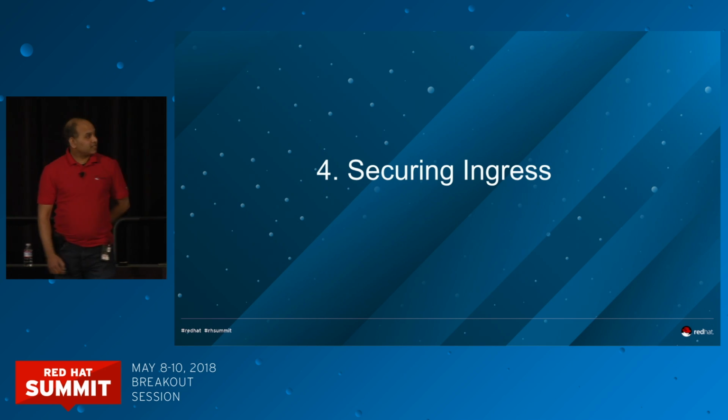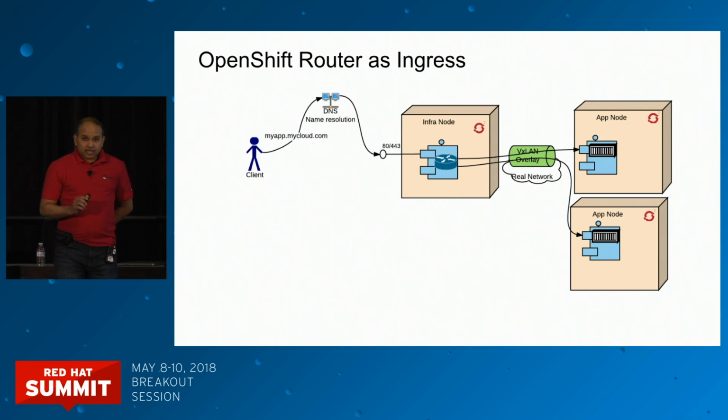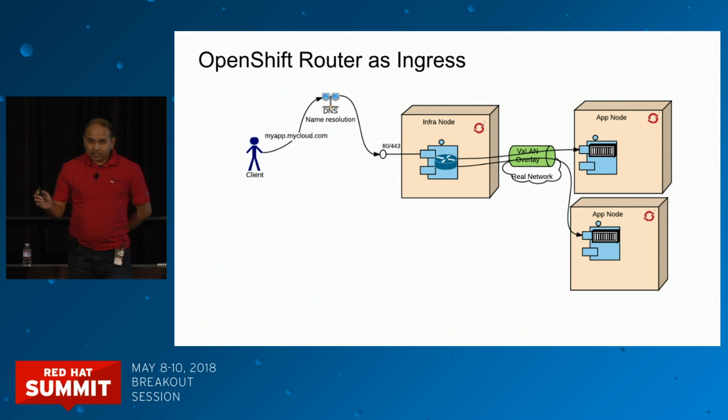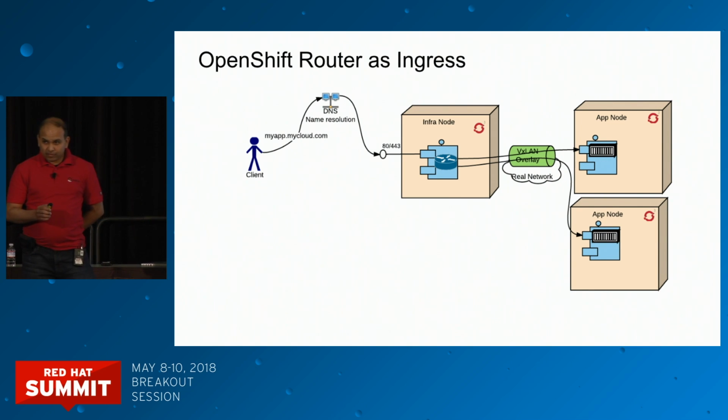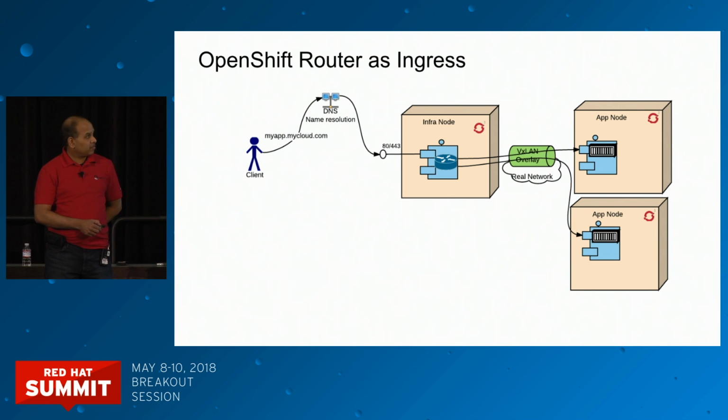Now let's come to ingress. If you have used OpenShift, you all know about OpenShift Router. How does it work? Very quickly. You set up OpenShift Router on one of the nodes. Typically, we set up an infrastructure node on which the router runs. OpenShift Router is an HAProxy load balancer. It runs as a pod.